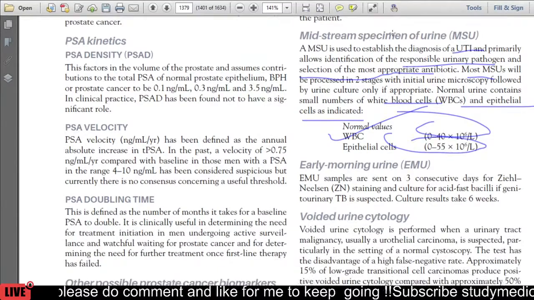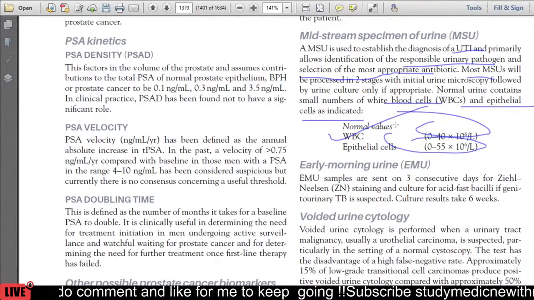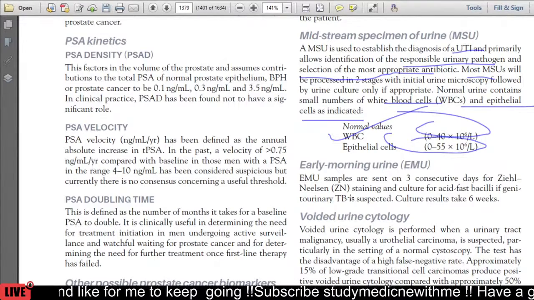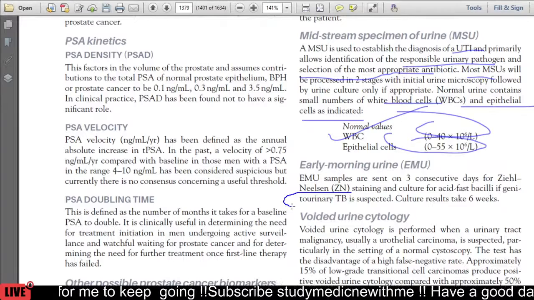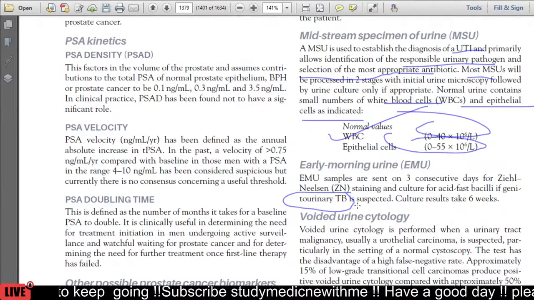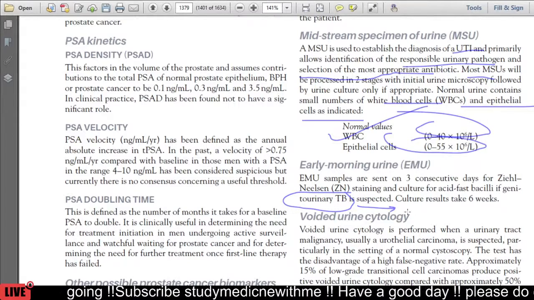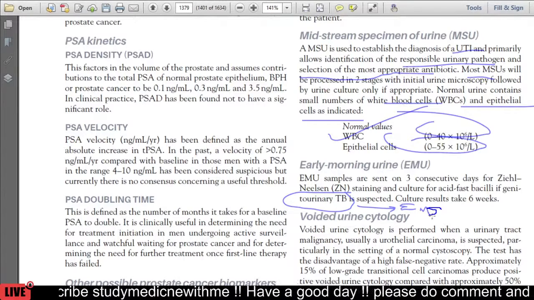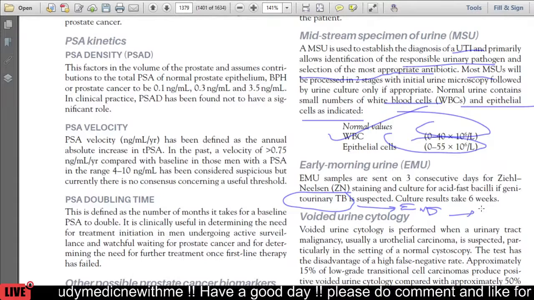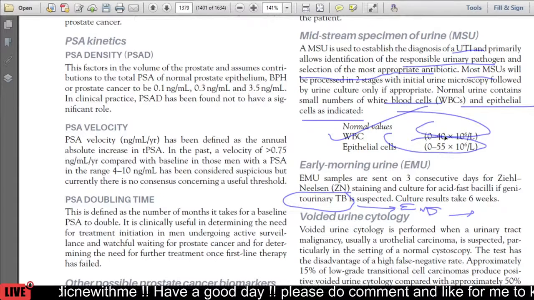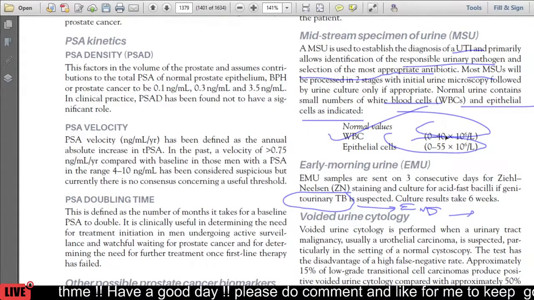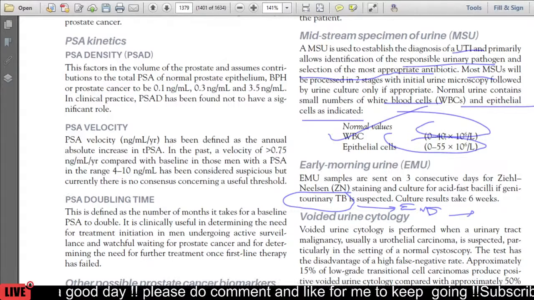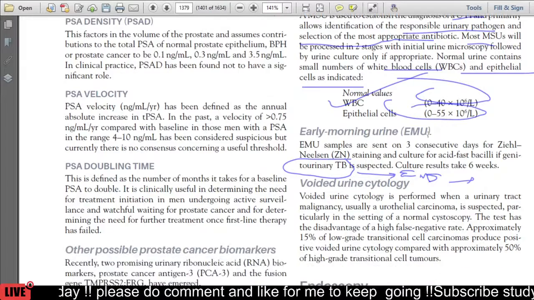Early morning samples are sent on 3 consecutive days for Ziehl-Neelsen staining and culture for acid-fast bacteria. If genitourinary tuberculosis is suspected, early morning urine is collected, just similar to the early morning sputum sent in case of tuberculosis of the lungs. In case of tuberculosis of the genitourinary tract, early morning urine should be sent for Ziehl-Neelsen staining for acid-fast bacilli.